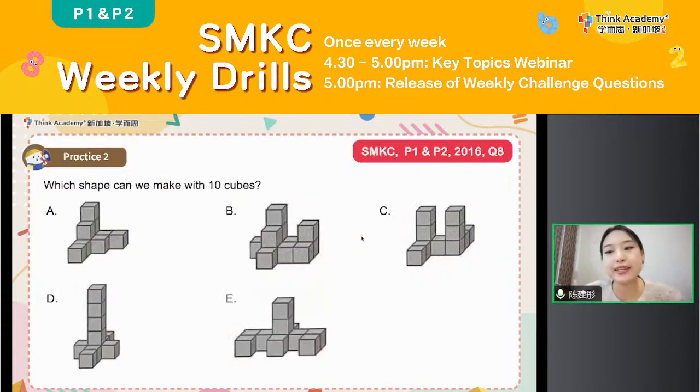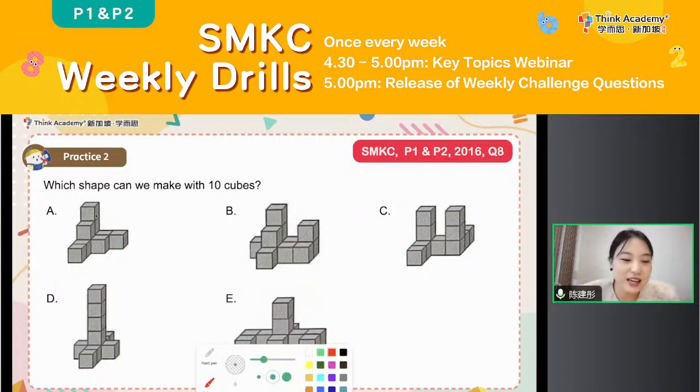This is a SMKC test question from 2016, question 8. Which shape can we make with 10 cubes? Just now we learned a lot of methods, right? So everyone, you can try the Botman method. You can try the lazy guy method to try it. Okay, so everyone, let's have a look.